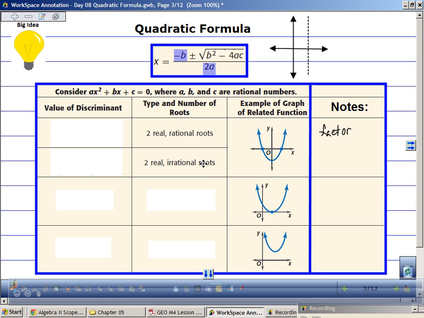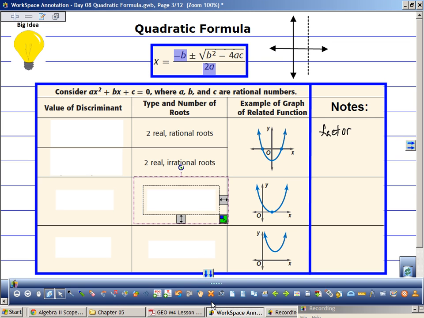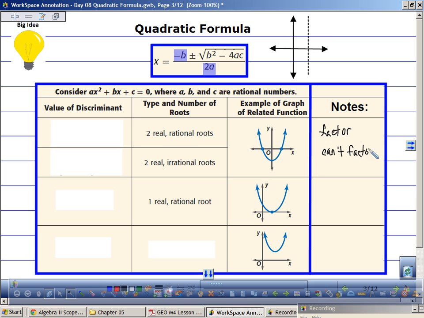All right. So what about this one? How's this different with this graph? There's 1 root. So what would we say about something that was only 1 root? What are we going to say about this? Can't factor. If I can't factor, do you guys remember what you would use?